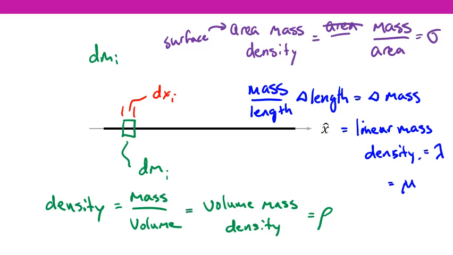So if I know my linear mass density, I can get my mass now. Because my mass is now my linear mass density times my length. And then I do the same thing. If I integrate with respect to some limits, in this case it might be 0 to L, the length of my object, then I would get back my total mass of my object.